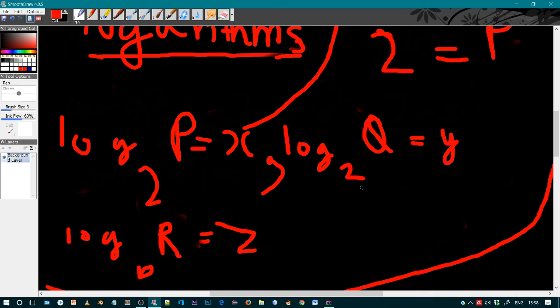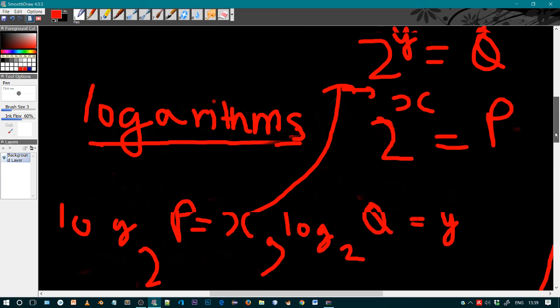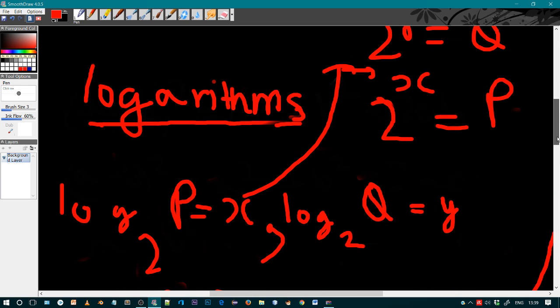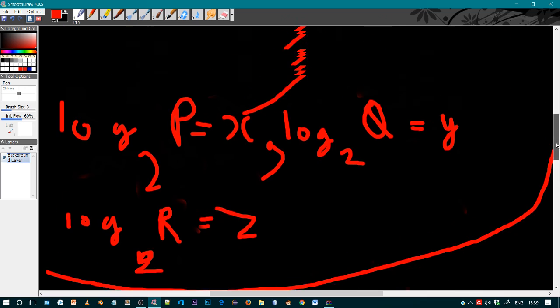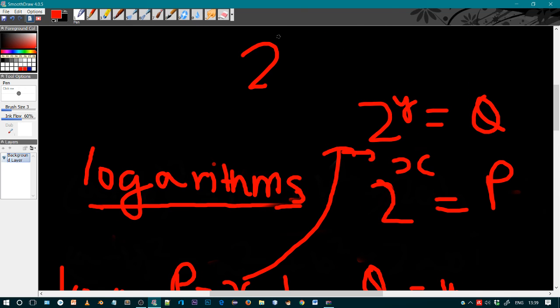And you can see, 2 to the power x will be equal to p. That was the first part of the video. I hope you remember it. If you don't, go back and watch it, please. And 2 to the power z will be equal to r, right?